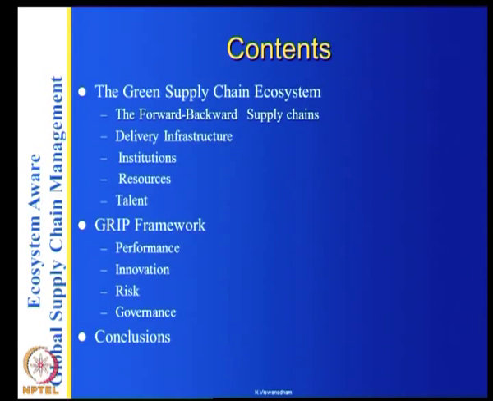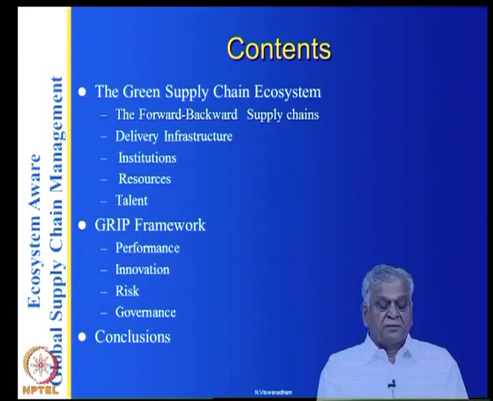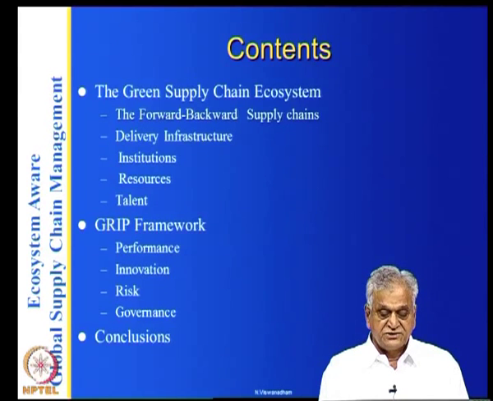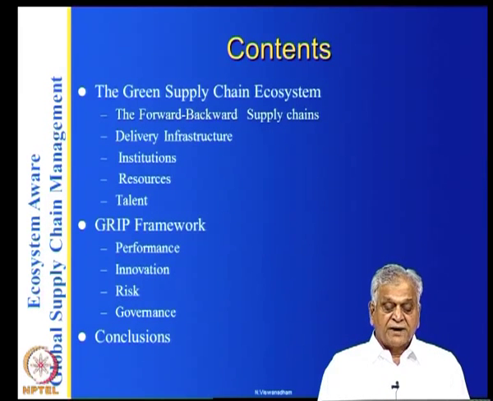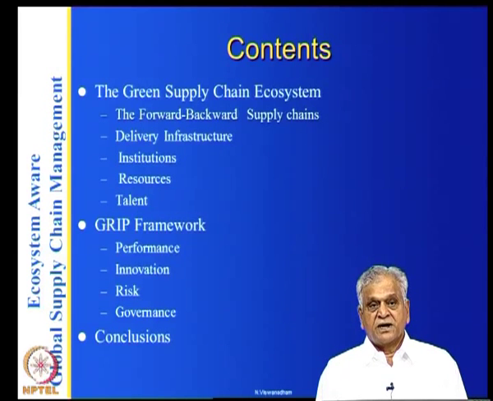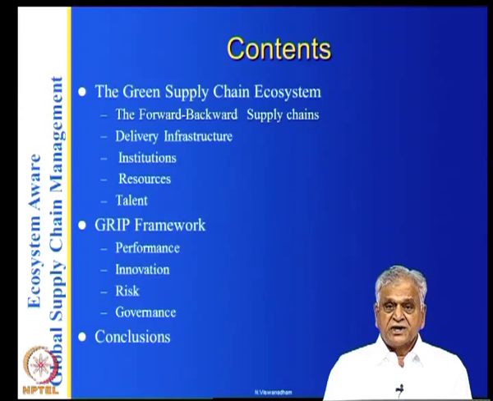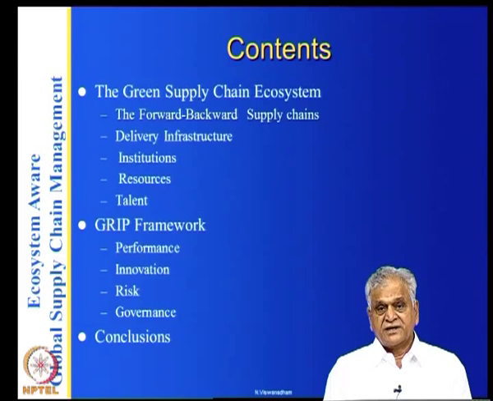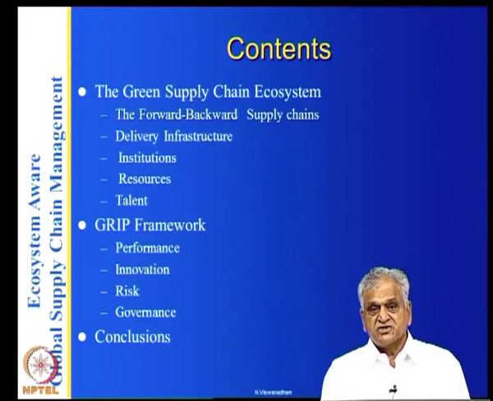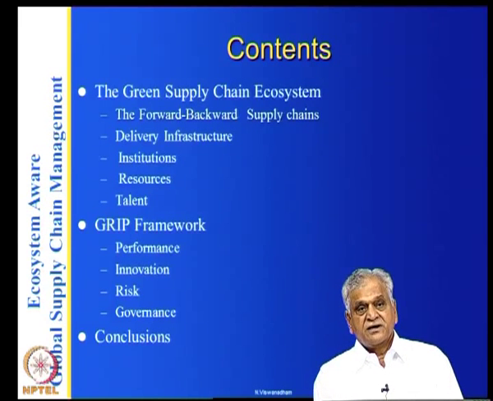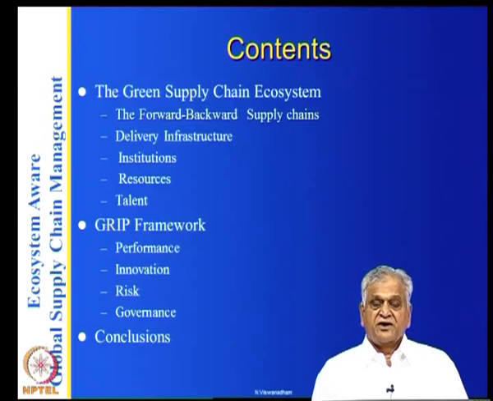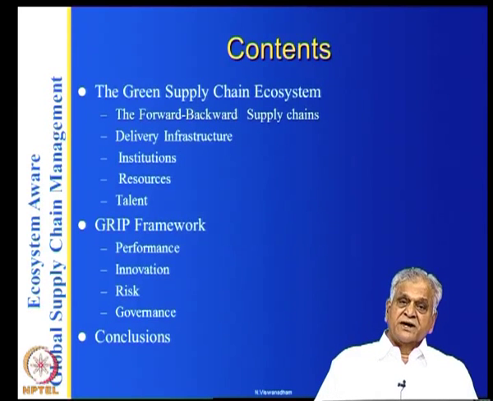The contents of these 2 lectures are: we map the green ecosystem supply chain, and there are the forward and backward supply chains. Basically, in ordinary supply chains we have only the forward supply chain, that is, it goes from the suppliers to the consumers. Whereas in the green supply chain there is what is called recycling. In other words, the products that are disposed of by the customers get back into the supply chain in the form of materials or refurbishment and so on.